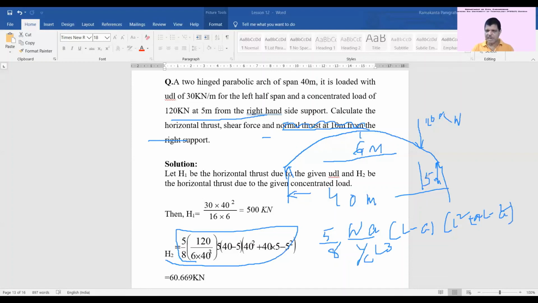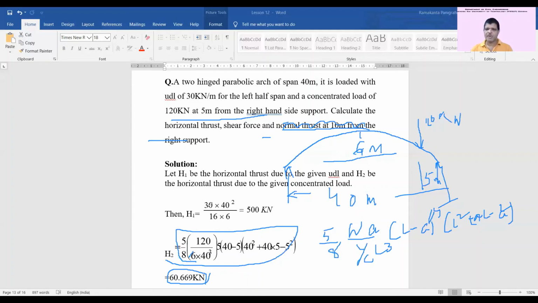If you are coming from this side, a is equal to 5. You calculate the value by putting in the equation. Yc is already given as 6 meter, and a is given as 5 meter. L is equal to 40 meter. W is 120 kilonewton. So you can find the value of H is equal to 60.669 kilonewton. Similarly, for the half UDL, we have a standard formula WL square by 8 Yc.